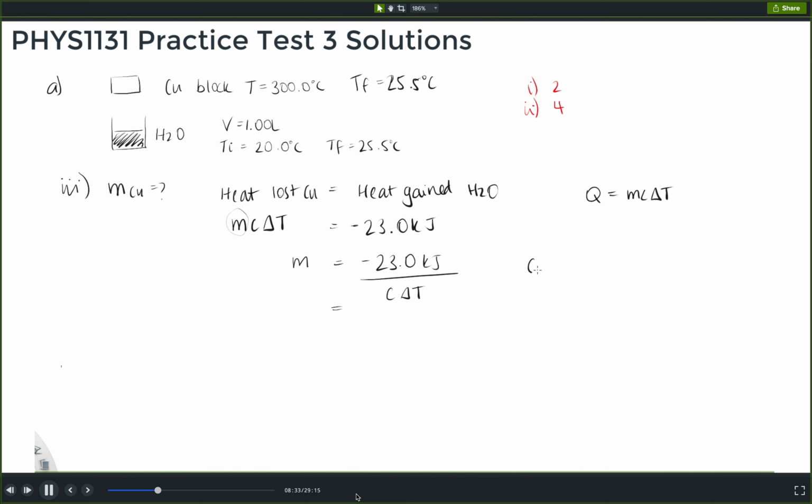So we know what the specific heat of our copper is. It's given to us in the table in the question. So it is 390 joules per kilogram per Kelvin. We also know what the change in temperature is. It's starting out at 300 degrees Celsius and going down to 25.5 degrees Celsius. You can see here that this delta T is actually going to be a negative, which is why it makes sense to put a negative here. So let's sub in everything we know.